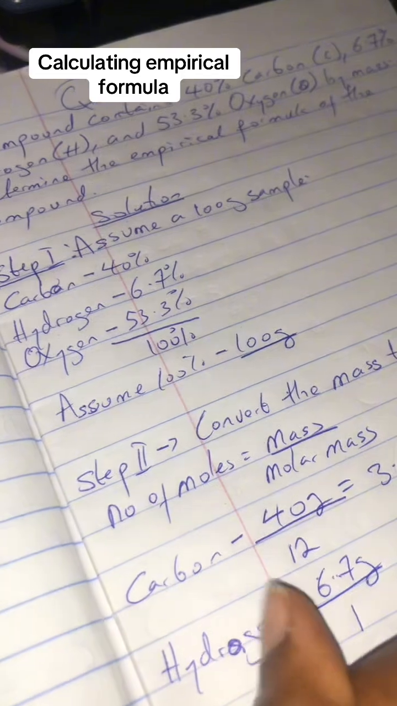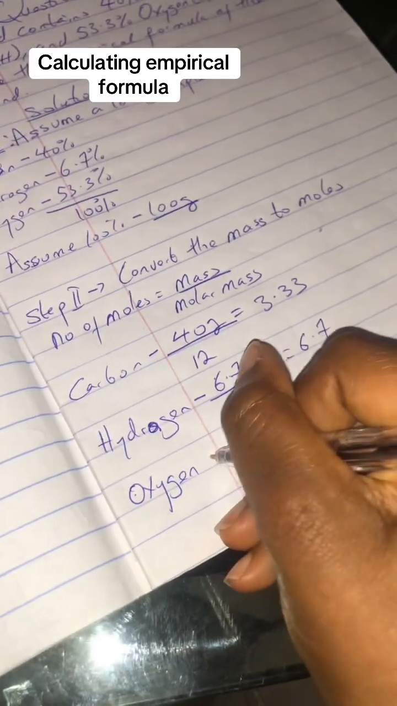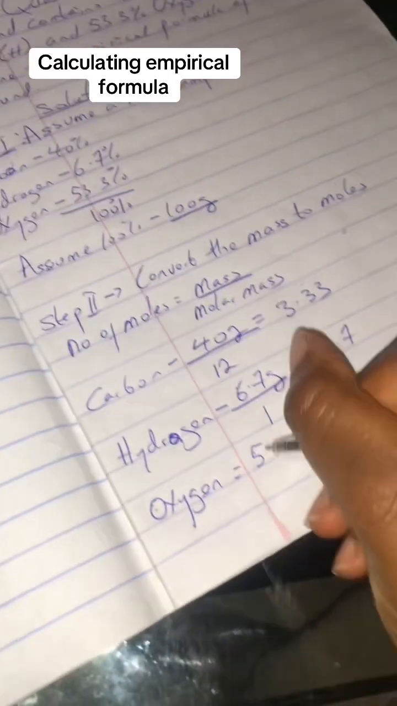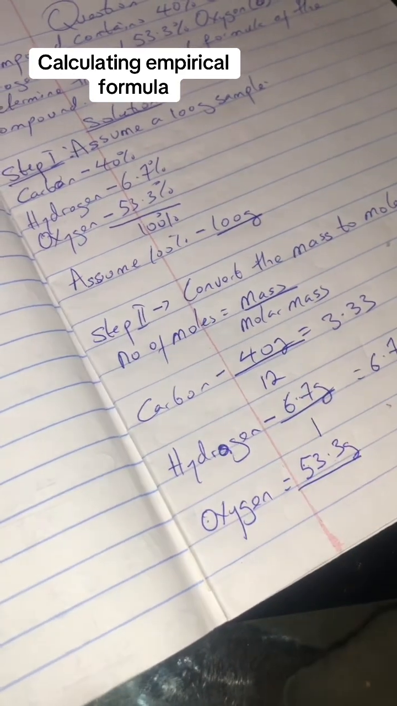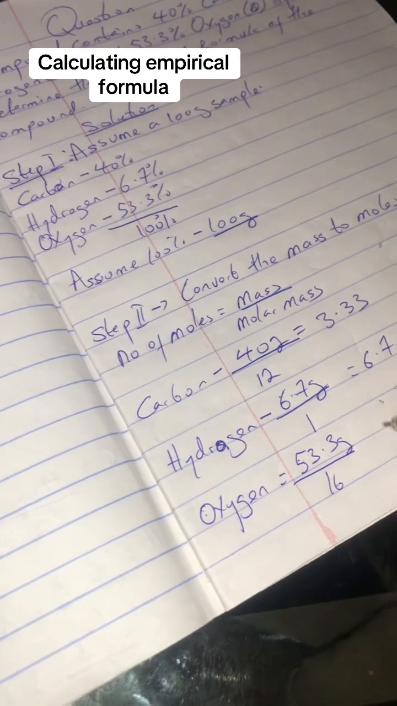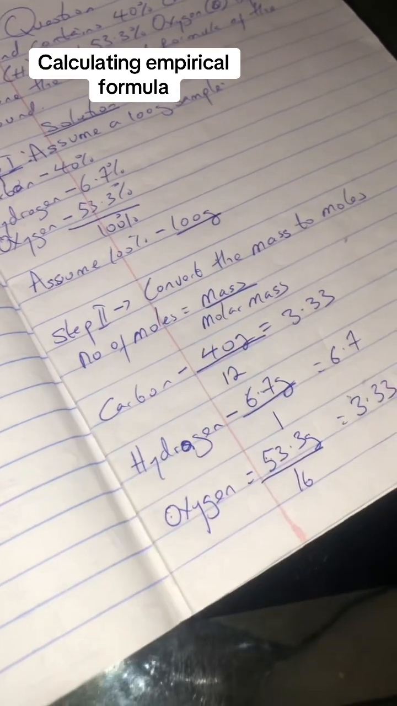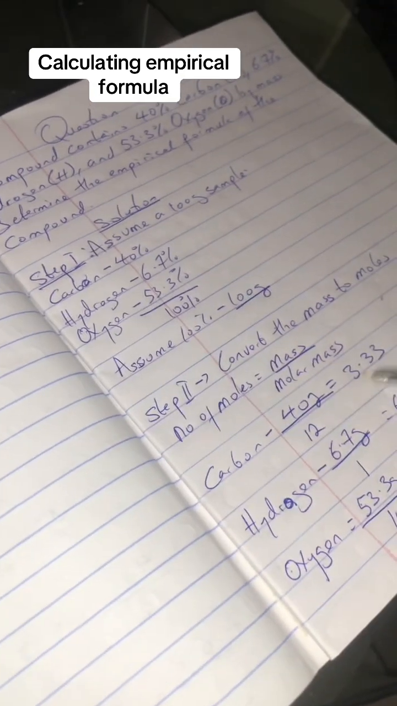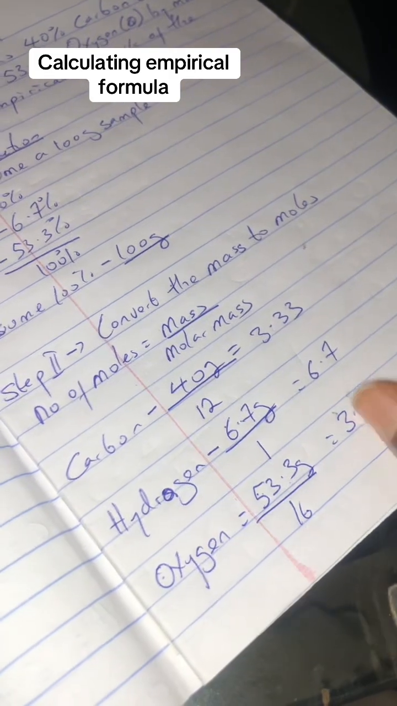Then we'll also calculate for oxygen. That would be 53.3 grams divided by, what's the molar mass for oxygen? 16. That would be equal to 3.33. You can calculate it and follow with me. Then what's the next step after this? So this is 3.33 for carbon, 6.7 for hydrogen and 3.33 for oxygen.